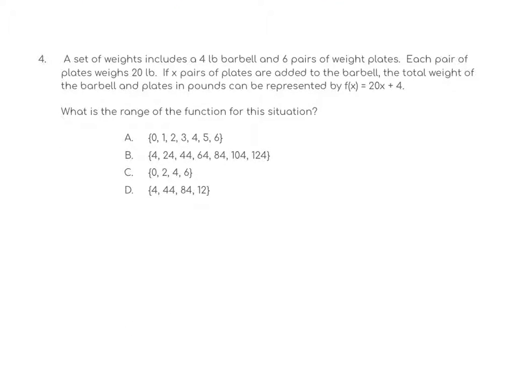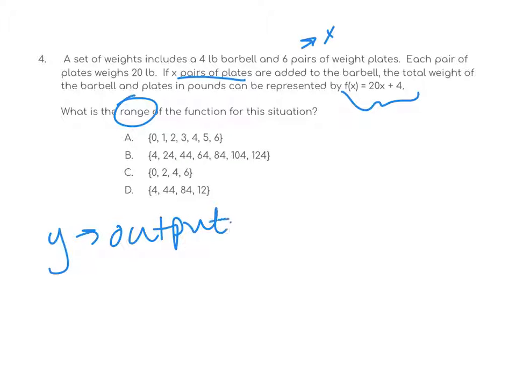All right, number 4. A set of weights includes a 4-pound barbell and 6 pairs of weight plates. Each pair of plates weighs 20 pounds. If X pairs of plates, so those are our X values, are added to the barbell, the total weight of the barbell and plates in pounds can be represented by that function. And we want the range. So I want the Y. I want the output. I'm looking for the f of x.